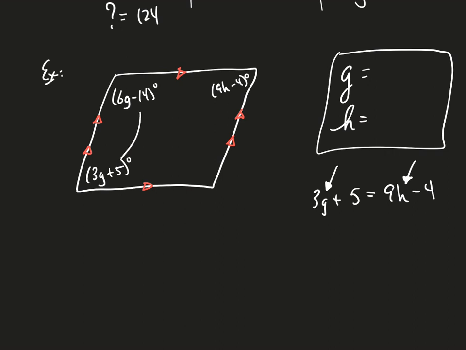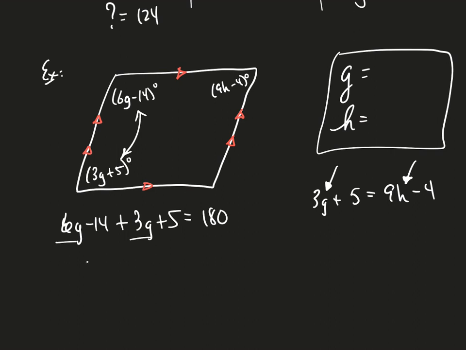Instead, I'm going to start with these two. Those are still consecutive angles. But what theorem 8.5 says is those are supplementary. So if I add 6G minus 14 to 3G plus 5, I should get 180 as a result. And is that something we can solve? Yes, because it has how many variables altogether? Just one. Ding, ding, ding, that's good for us, so we can solve.